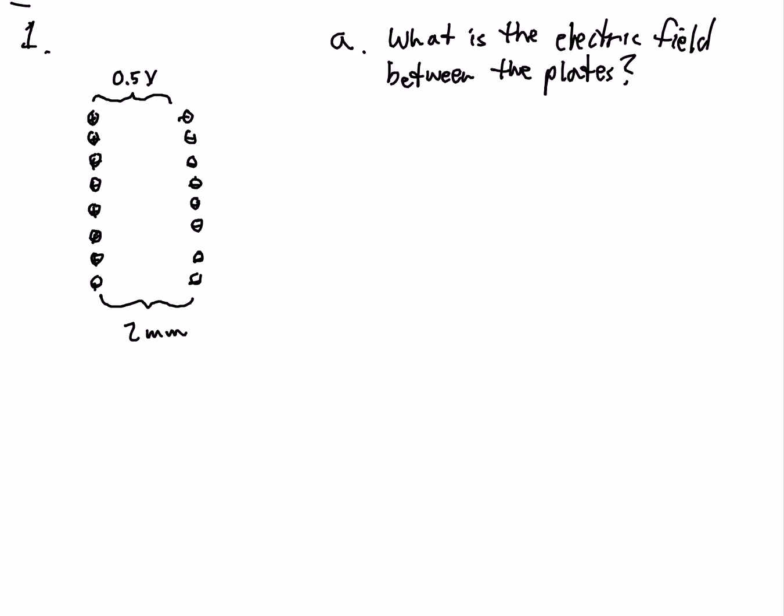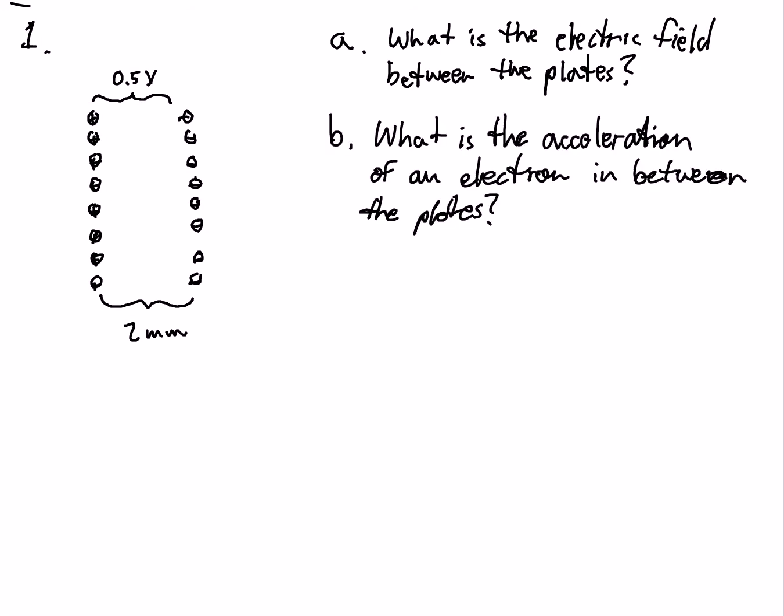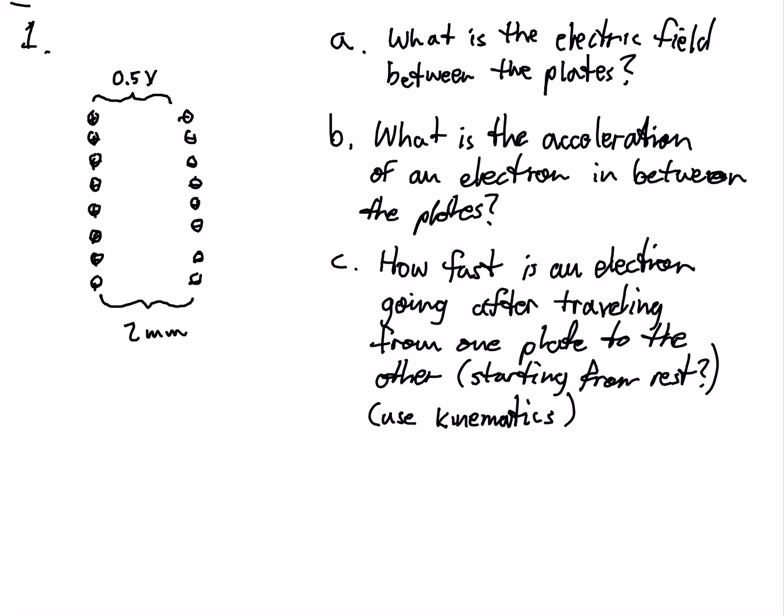Let's do a homework problem. Once again, we have a parallel plate capacitor, and let's say the voltage difference between the two sides is 0.5 volts. The distance between the two sides is 2 millimeters. Part A, what is the electric field between the plates? Part B, what is the acceleration of an electron in between the two plates? This is just due to the electric field between the plates, no other forces.